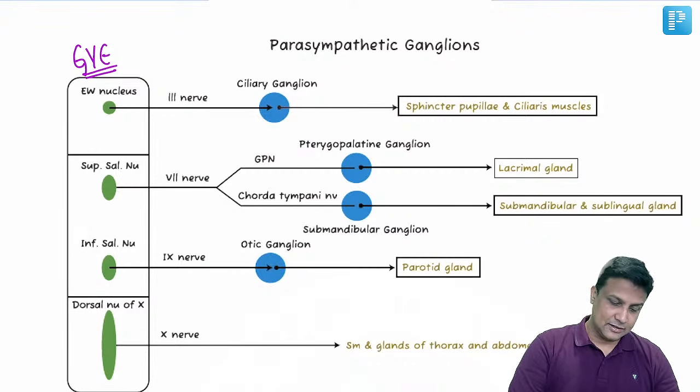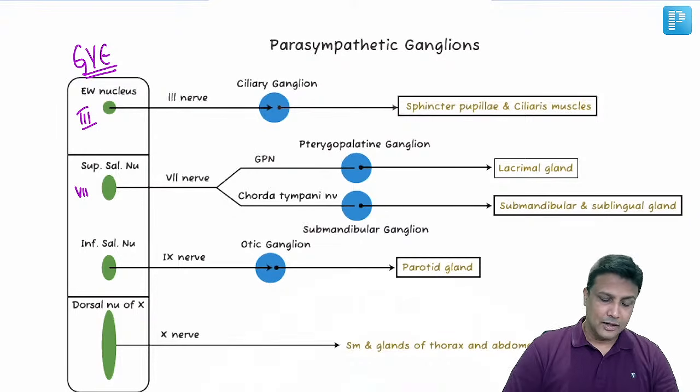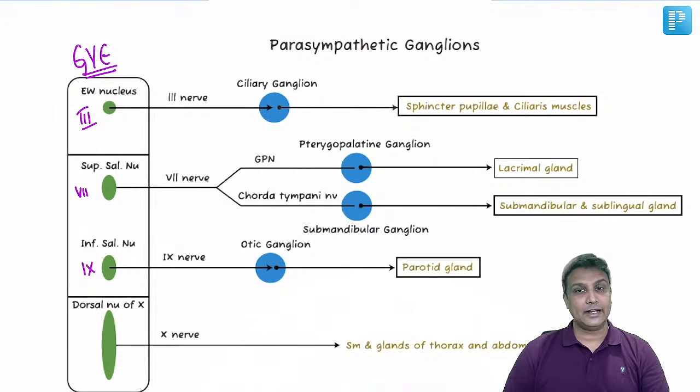Now the seventh nerve: actually, this is the nucleus. The superior salivatory nucleus belongs to the seventh nerve. This one belongs to the third, right? And the inferior salivatory nucleus belongs to the ninth nerve.